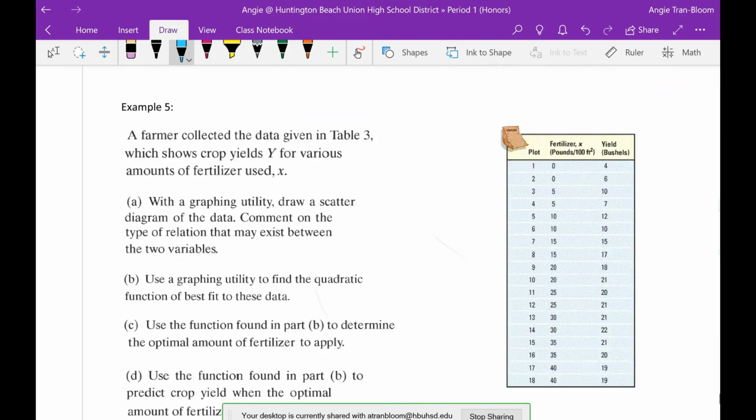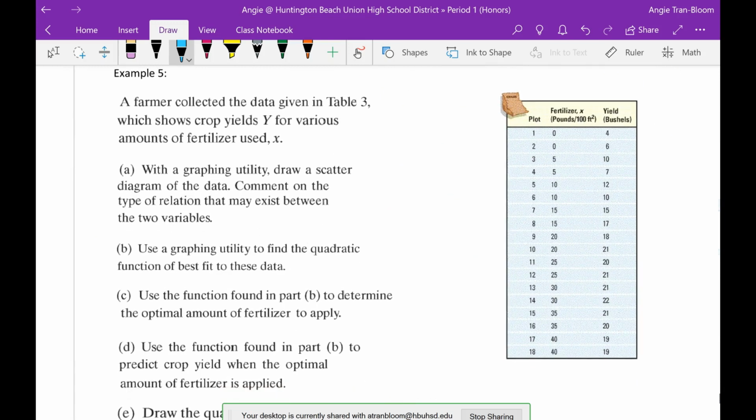Do you guys remember this from Algebra 2? Scatter plot? Kinda? Yes? No? A farmer collected the data given on table 3, which is to the right of your notes packet, which shows crop yield, which is now Y, for various amounts of fertilizer used, which is X. So X is your independent. The crop yield depends on how much fertilizer you use.